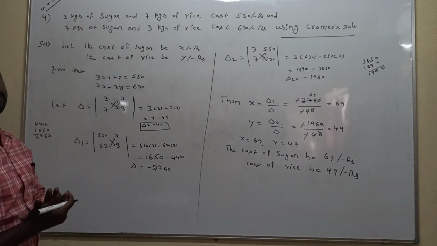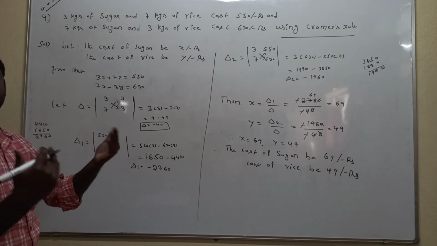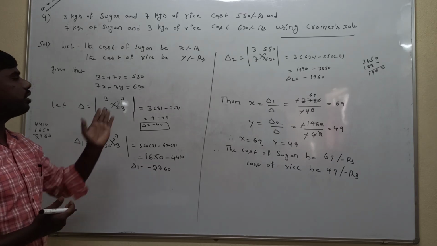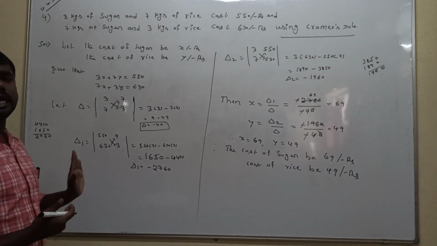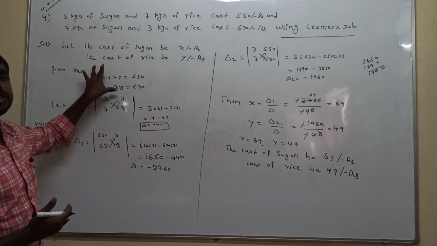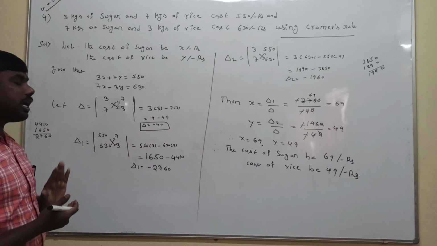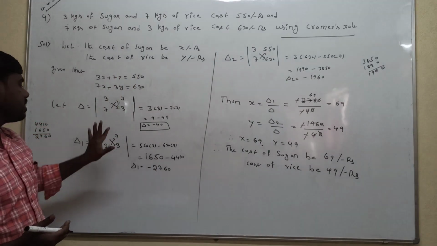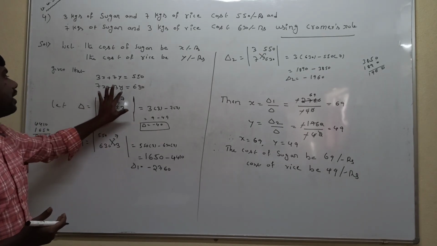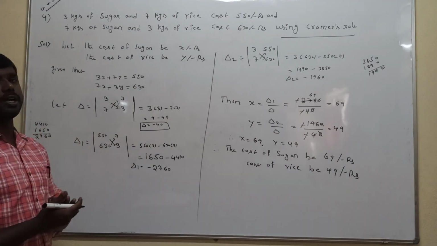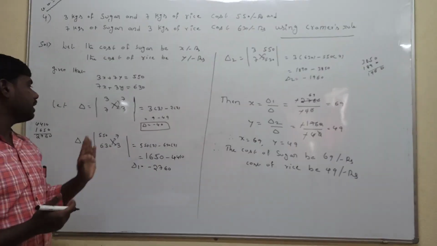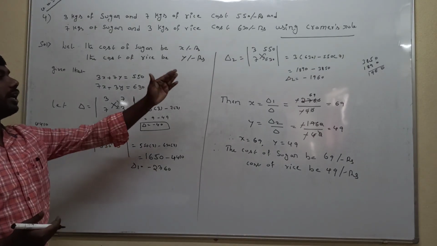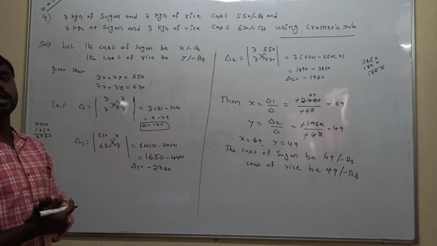They are given two equations. By using Cramer's rule, how do we find x and y? This is the procedure. First we have to find the two linear equations. After that we apply delta. What is delta? From the given equations we take the xy coefficient values. Delta 1: from the delta, the first column is replaced by the C1, C2 values 550, 630. Delta 2: from the delta, the second column is replaced by 550, 630. After applying cross multiplication, we get the delta value minus 40, delta 1 value minus 2760, and delta 2 value minus 1960.